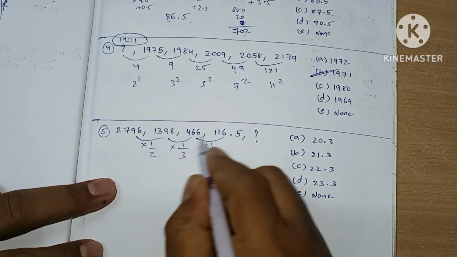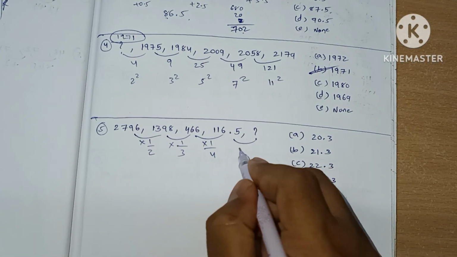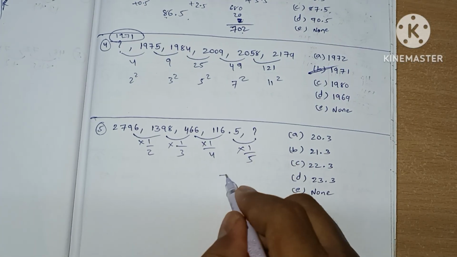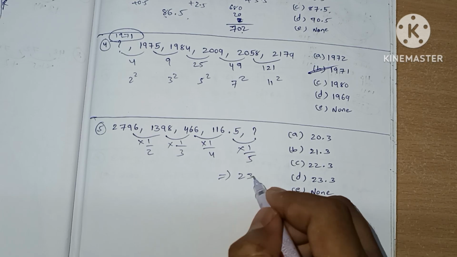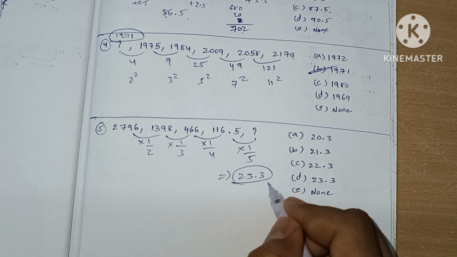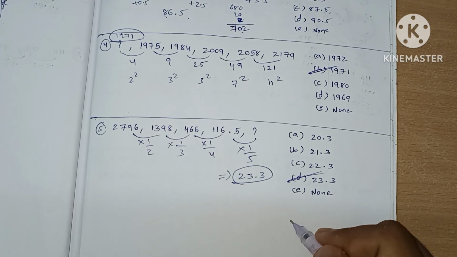Into 1 by 4, 4 1 times, 4 1 times, and 4 6.5 times. Okay, so it must be 1 by 5 times. 5 2 times 10, and 3 times 0.5 3 times. So answer will be 23.3%. Option D is our answer.